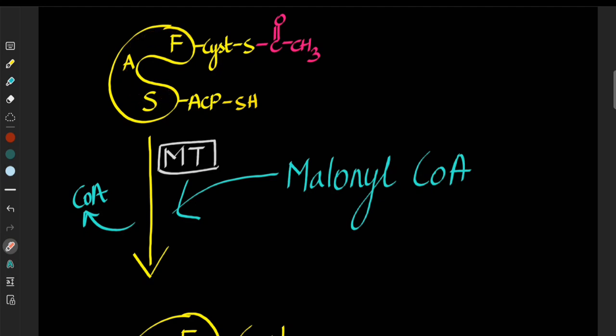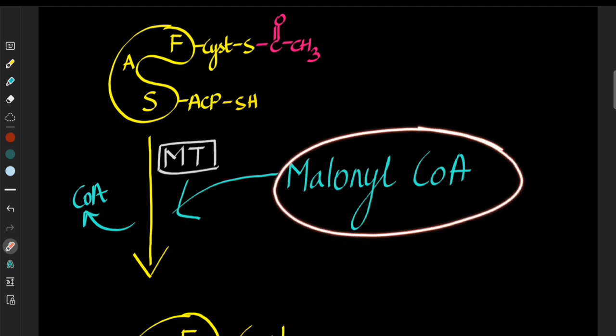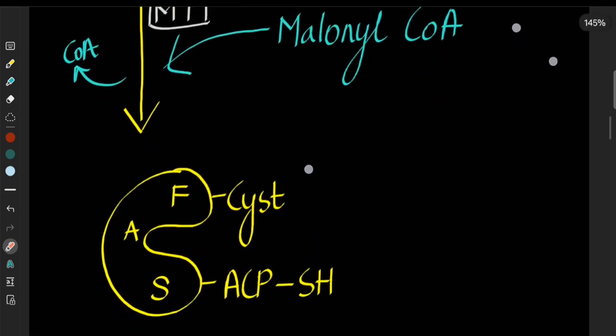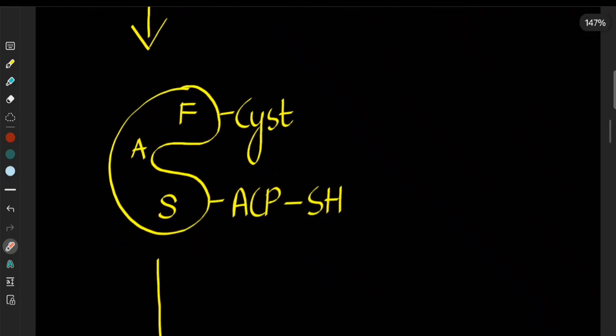The FAS enzyme is actually a very big enzyme. It has large components and everything, but I don't want to delve deep into this FAS. I'm just going to keep it simple. So malonyl coenzyme A will come, and after it comes, it's going to shed its coenzyme A and then the SH, and it's going to join with the ACP SH. So if I just have to write it down, I'm just going to write it over here.